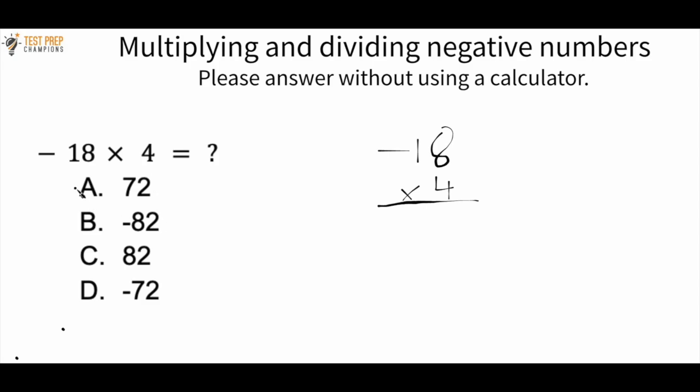So I'm going to do two things here. I'm going to cross out A and I'm going to cross out C. What I'm also going to do is put a negative sign down here in my answer right away, so that way I don't forget it. So now let's do the math.